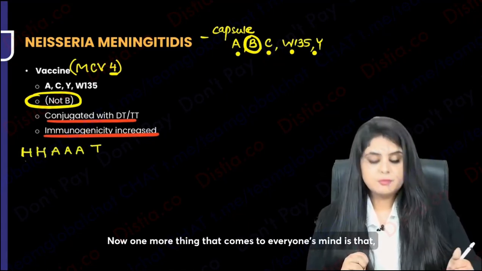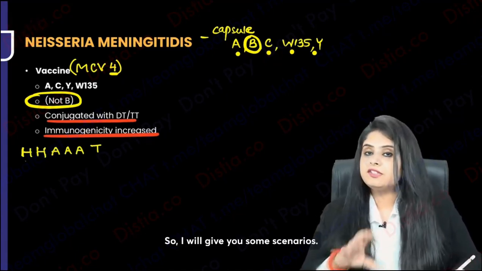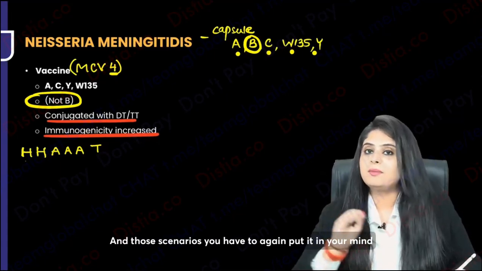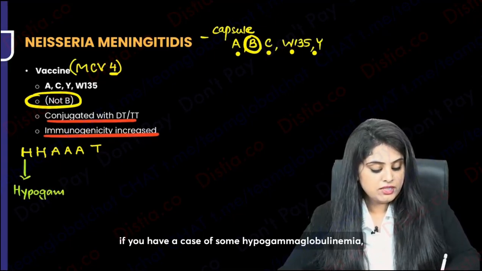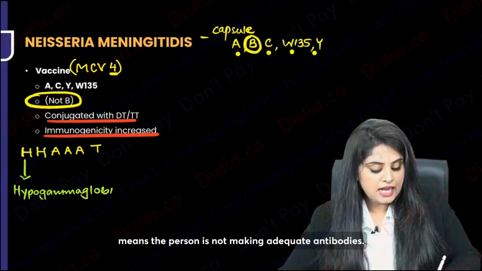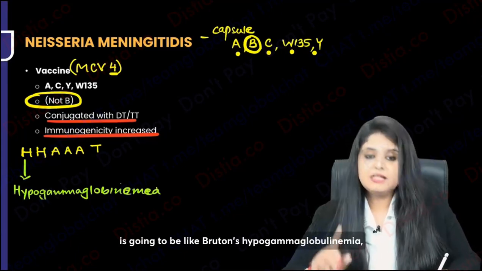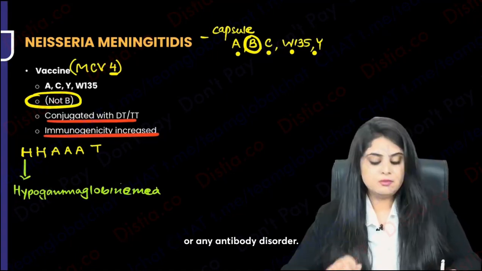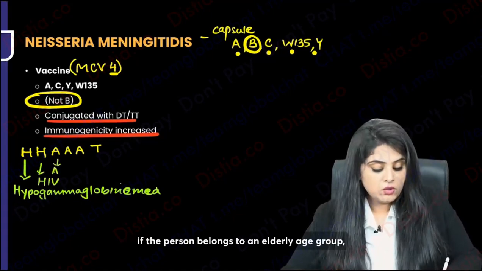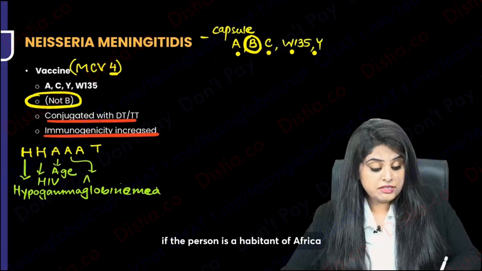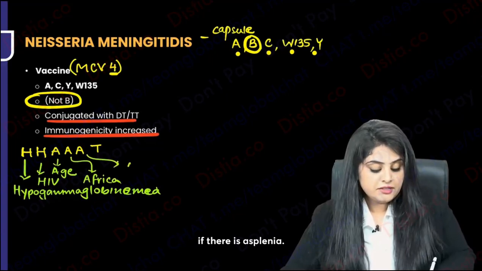Okay, now one more thing that comes to everyone's mind is, ma'am, when do we give this vaccine? How do I decide? So I'll give you some scenarios, and those scenarios you have to put in your mind because it's a question. First and foremost, if you have a case of hypogammaglobulinemia, means the person is not making adequate antibodies. Hypogammaglobulinemia is going to be like Bruton's hypogammaglobulinemia or any antibody disorder. If a person is HIV, anyway his immunity is down. If the person belongs to an elderly age group, if the person is a habitant of Africa or some kind of travel history is given, if there is asplenia.